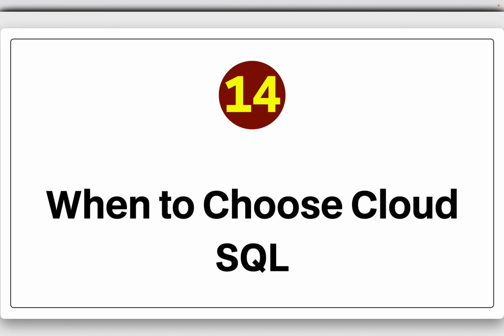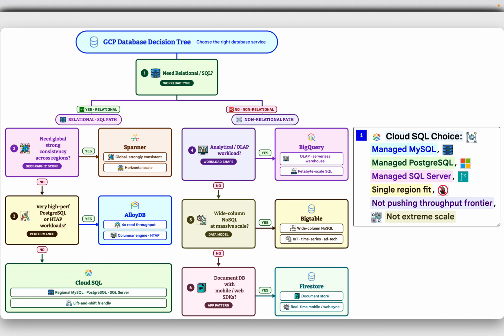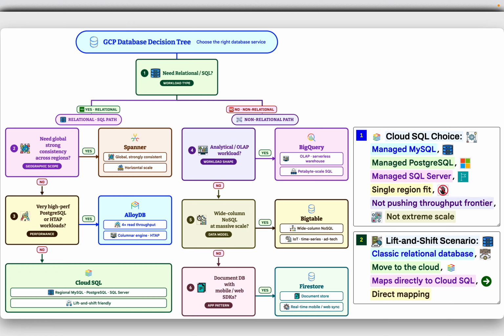14th topic, when to choose Cloud SQL. Choose Cloud SQL when you want to manage MySQL, PostgreSQL, or SQL Server that fits in a single region and you are not pushing the absolute frontier of throughput or scale. The classic lift and shift of a relational database to the cloud scenario maps directly to Cloud SQL.